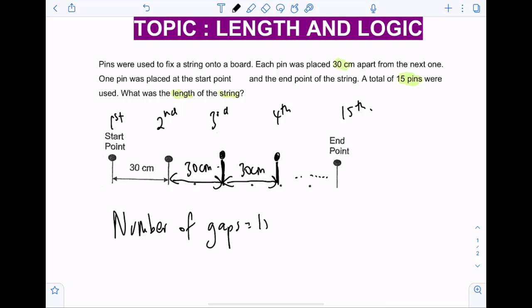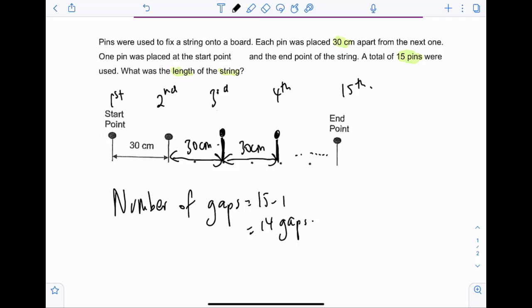will be equals to 15 minus 1, that will be 14 gaps. Okay, so 14 gaps will be 14 times 30 cm, 420 centimeter will be our answer for this question.